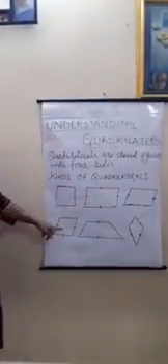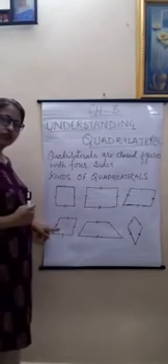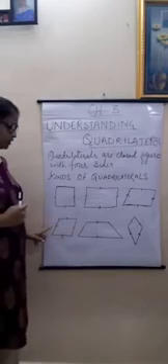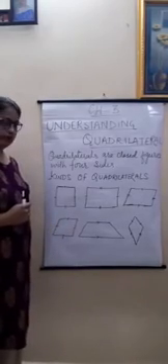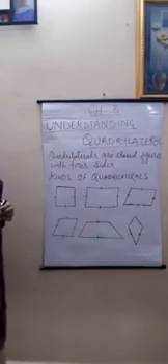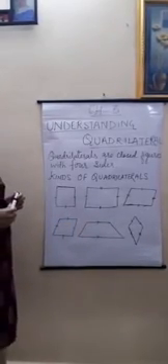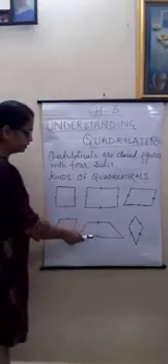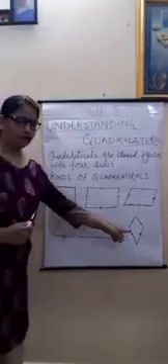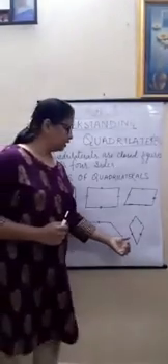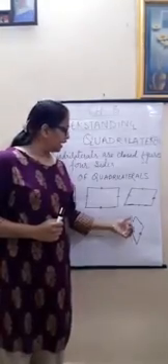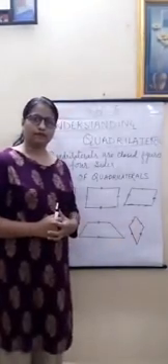Now you can see this is a rhombus. A rhombus is also a type of parallelogram and it has all four sides equal and parallel. Then the next is trapezium. In a trapezium, you can see that one set of opposite sides is parallel. Then we have kite. A kite is again a four-sided figure. It is a quadrilateral with adjacent sides equal.